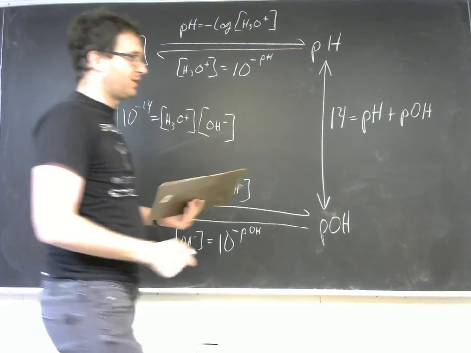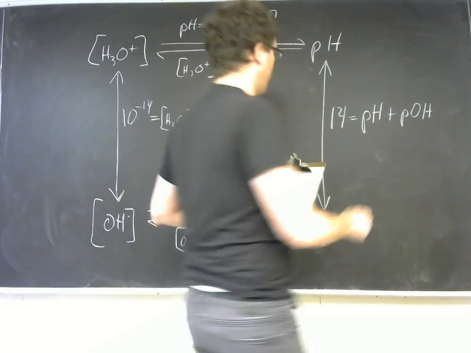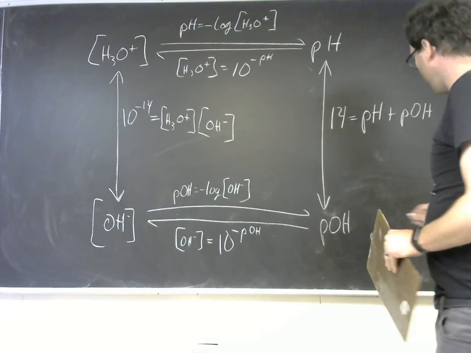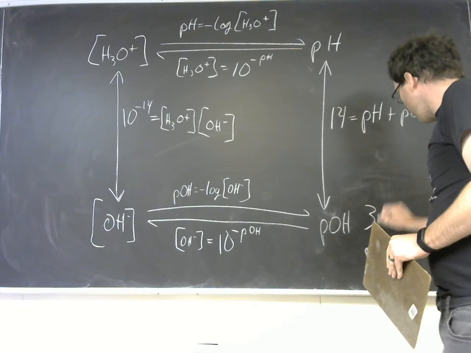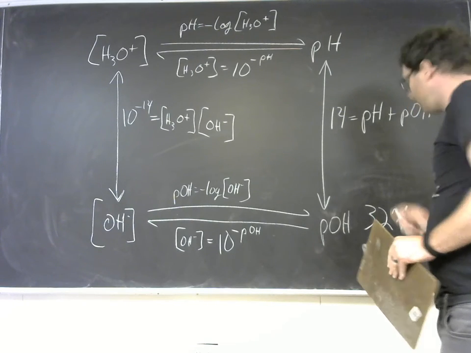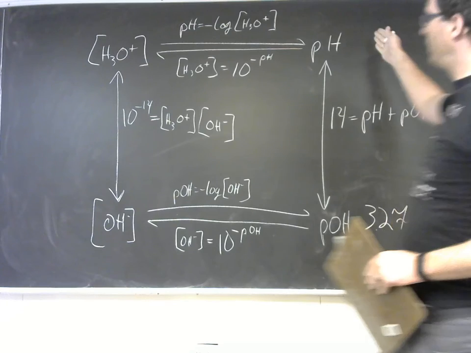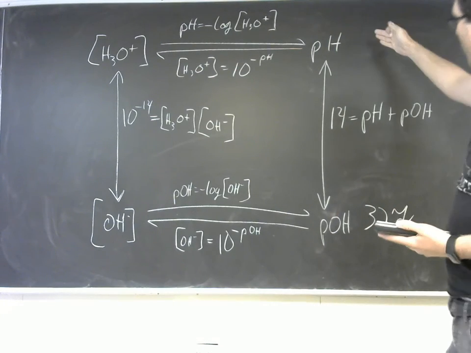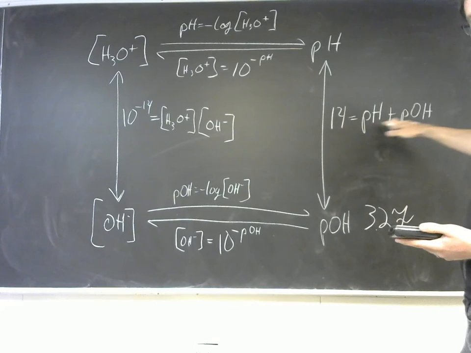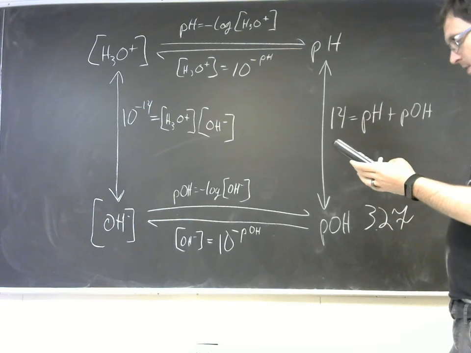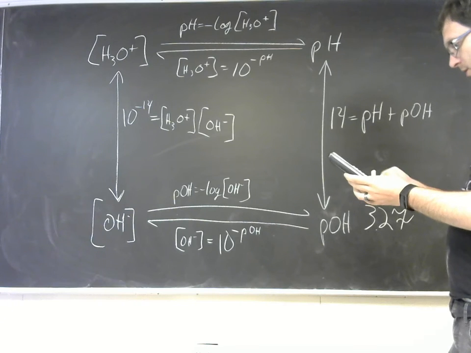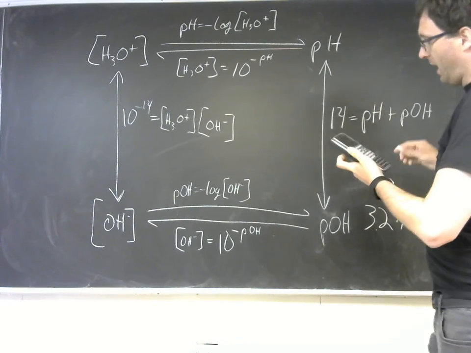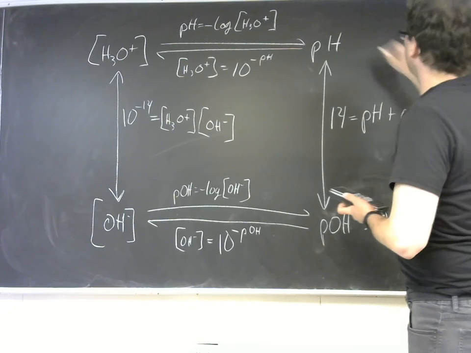Let's take one that's maybe not as common, the pOH. And I'll just pick a random number. So if the pOH is 3.27, can we figure out all of our other quantities? Well, the pH is related to the pOH according to this equation. So I'll just take 14 minus 3.27. And I get a pH of 10.73.